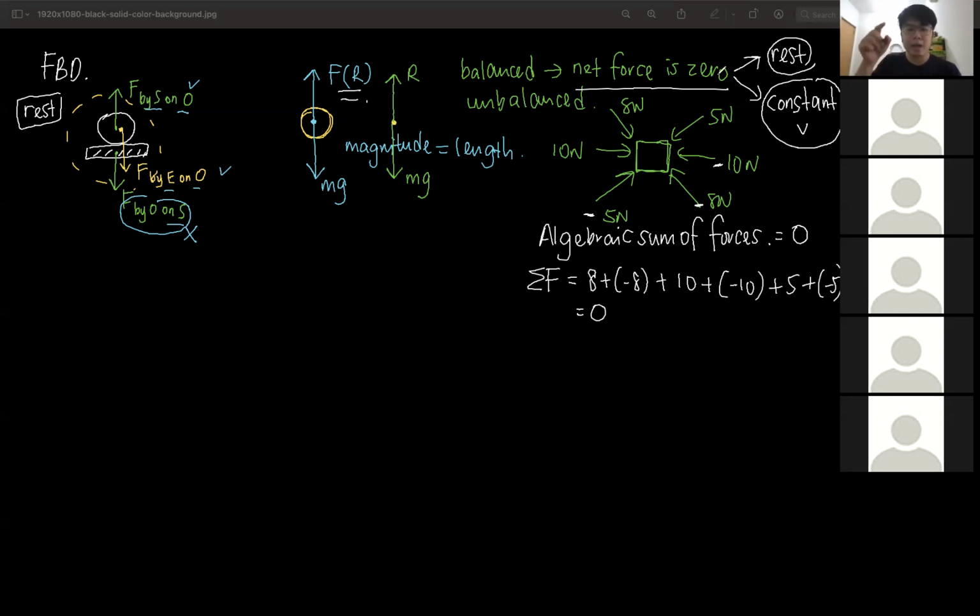Now, another case would be an unbalanced system. Imagine if I remove the surface. If I remove the surface, then the force by the surface is gone, disappeared. Only this one. There's no more force by surface. So the only force left is the yellow force, the downward mg. This is the ball, and it's the force by Earth on the object.